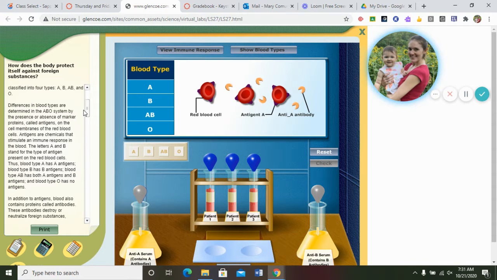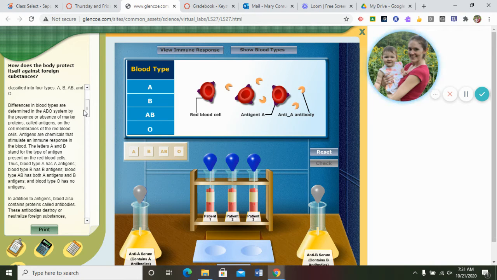Differences in the blood types are determined in the ABO system by the presence or absence of marker proteins called antigens on the cell membranes of the red blood cells. Antigens are chemicals that stimulate an immune response in the blood. The letters A and B stand for the type of antigen present in the blood cells. Thus, blood type A has A antigens, blood type B has B antigens, blood type AB has both A and B antigens, and blood type O has no antigens.